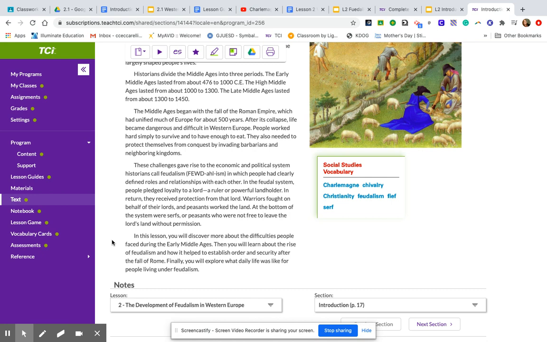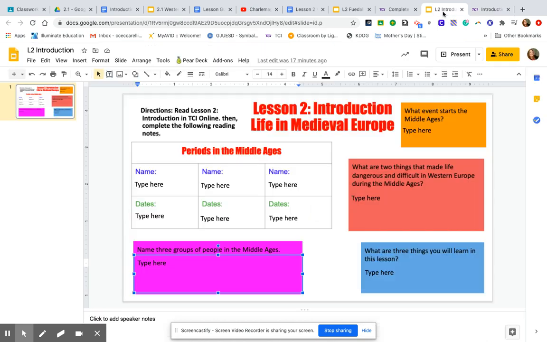Your question, purpose for reading: what three things will you be learning? Find your evidence within the text. And go ahead and return to your notes, typing your three things that you'll learn about in this lesson in the blue box.